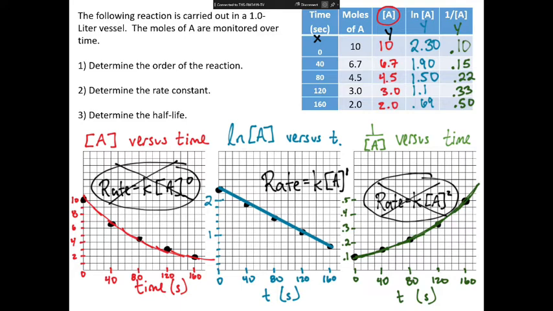How do you find the slope of a straight line? Yeah, find any 2 points and find their change in y and their change in x. While I'm thinking about it, let me go ahead and answer question A. It's first order for question A, first order because the natural log graph was a straight line. We say natural log graph is linear. And now to find the rate constant, I'll do it on the board and we'll put our answer on the sheet.